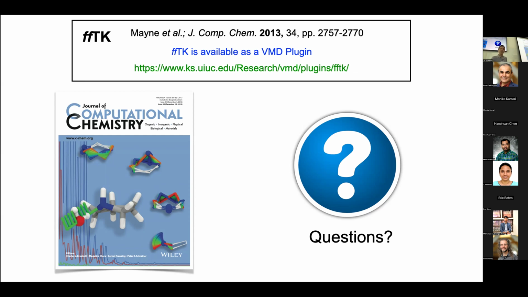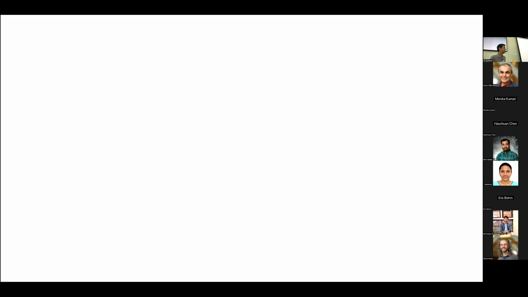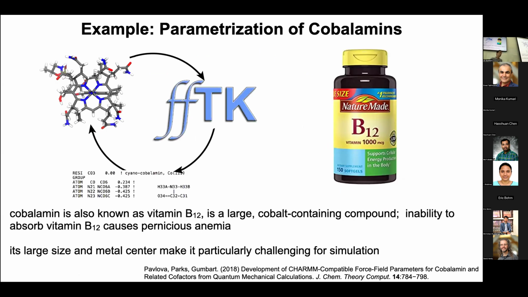Okay. So I'll continue for a little bit, and I want to spend the next 15 or 20 minutes talking about an example of a very, very challenging parameterization problem we decided to tackle a few years ago. And that is one of a molecule called cobalamin. This comes in different forms. In this case, this is cyanocobalamin.